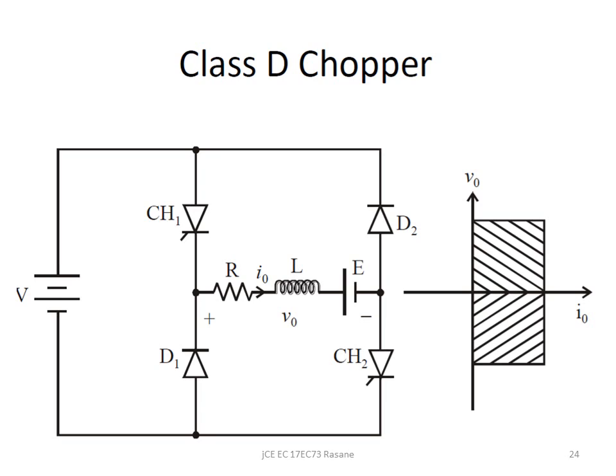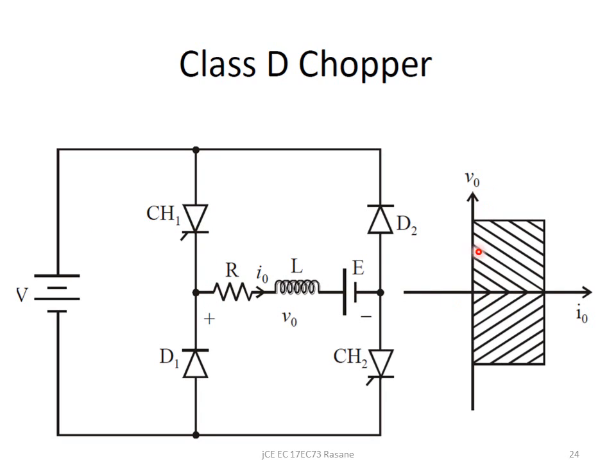Next, coming to class D operation. Now, if you look at this connection, you can see there are two, CH1 and CH2, connected in opposite branches of the load, and D1 and D2 are connected on the other two branches of the bridge. You can call this a bridge, and the load is connected between this. And this class D is also a two quadrant operation, and it operates between the first quadrant and the fourth quadrant.